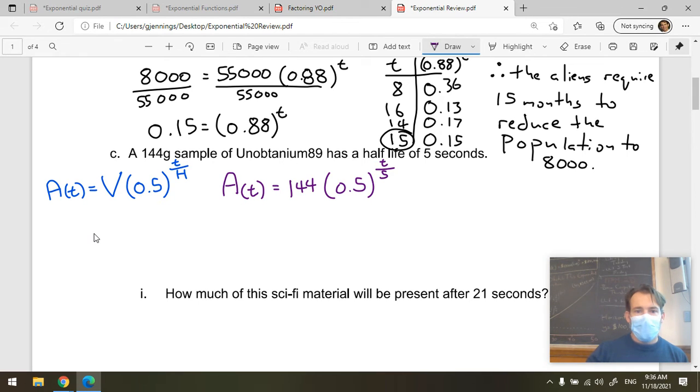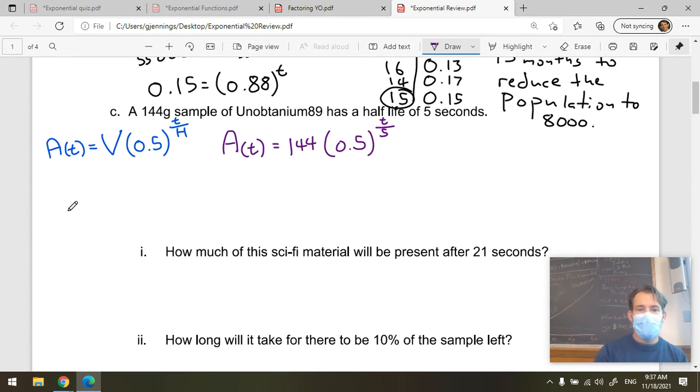Okay. So this should make sense because when time is exactly 1 half-life, you would have 5 divided by 5. You would be raising half to the power 1. And then you would say, okay, that's going to be half of 144. That will output 72. So you're satisfied. You know your equation is working at time 1. Try time 10 seconds. 10 divided by 5 is 2. 0.5 raised to the power 2 is 0.25. You would have a quarter of this left, 36.